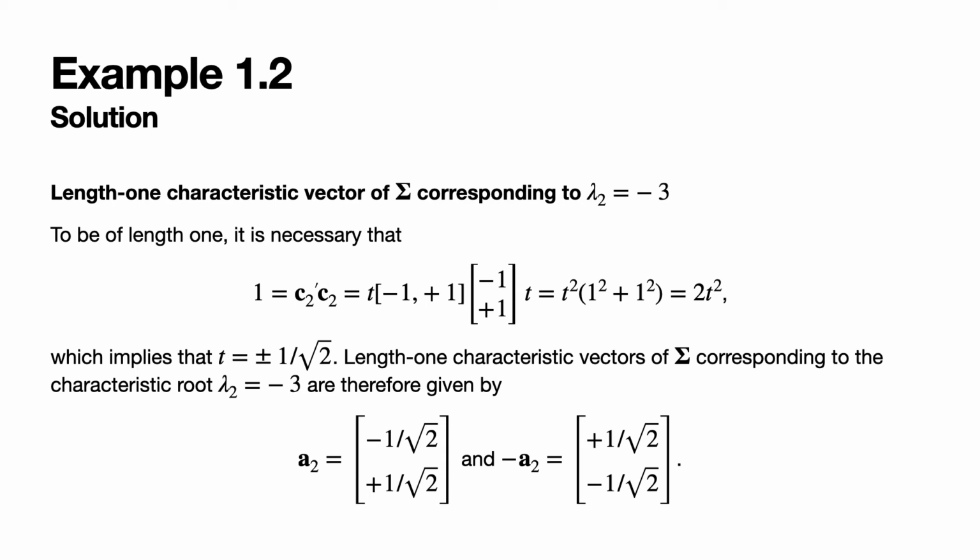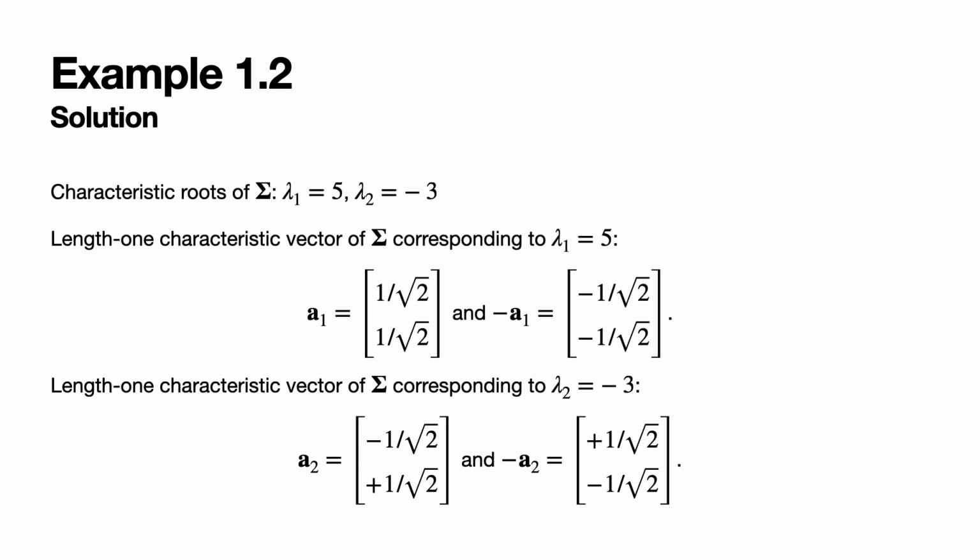Applying that value of t to the formula for C2, we get length 1 characteristic vectors of cap sigma corresponding to the characteristic root lambda 2 equal to negative 3, as shown here. A2 is the 2 by 1 matrix with negative 1 over the square root of 2 in the first position and positive 1 over the square root of 2 in the second position. The vector in the opposite direction, denoted by negative A2, has positive 1 over the square root of 2 in the first row, and negative 1 over the square root of 2 in the second row.